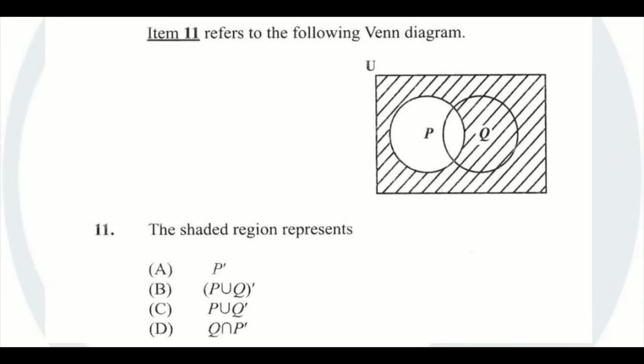Item 11 refers to the following Venn diagram. The shaded region represents, now this one is a bit easy because the entire set P is unshaded. That means that everything else outside of P is shaded, which is what we call P complement. So our answer would be A.